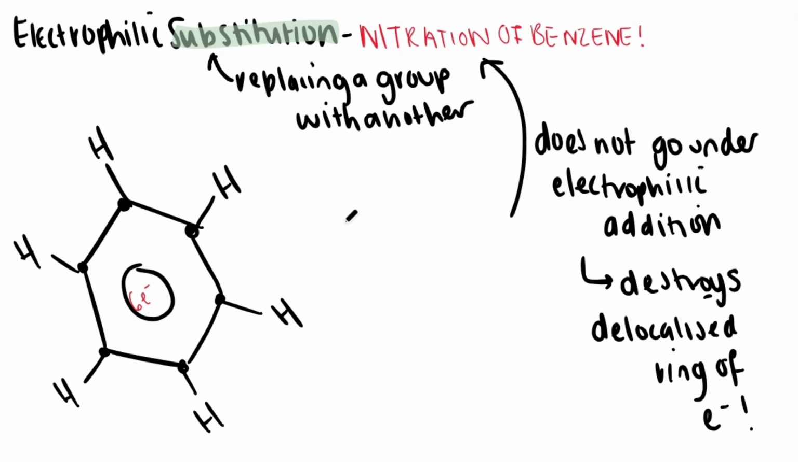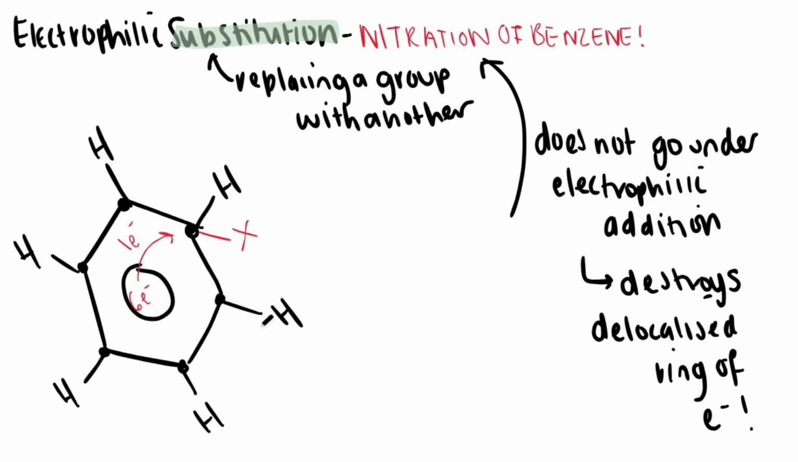Now this delocalized ring is very, very important. If you were to just add something to the benzene molecule without taking something away, then what actually happens is it destroys this delocalized ring. This is because one of the electrons from the delocalized ring will be used to create a covalent bond. So now there'll be only 5 delocalized electrons in the middle of the benzene molecule, which will create a positive charge in the middle of the molecule, which will destroy the ring.